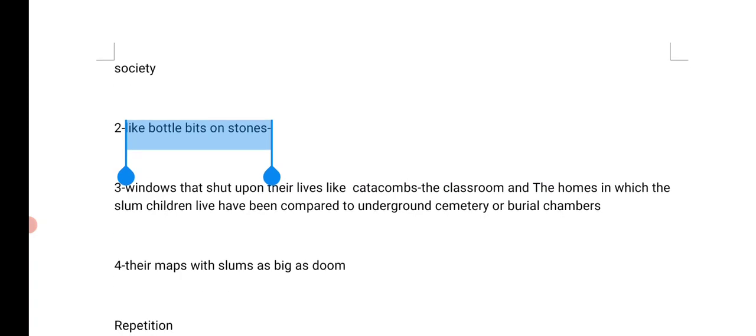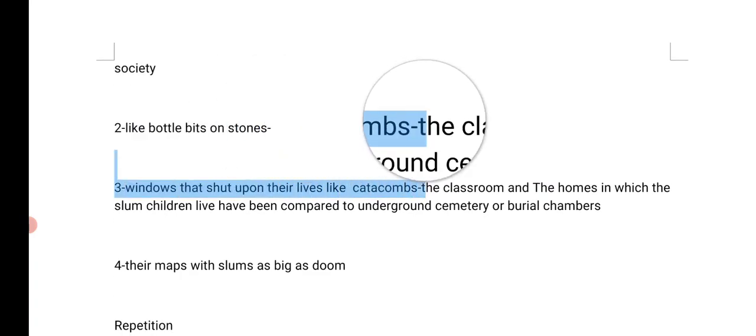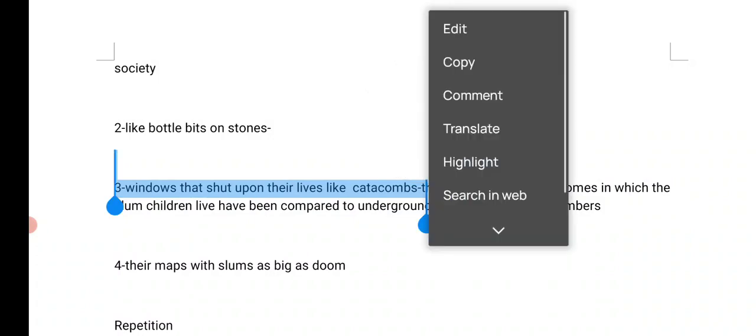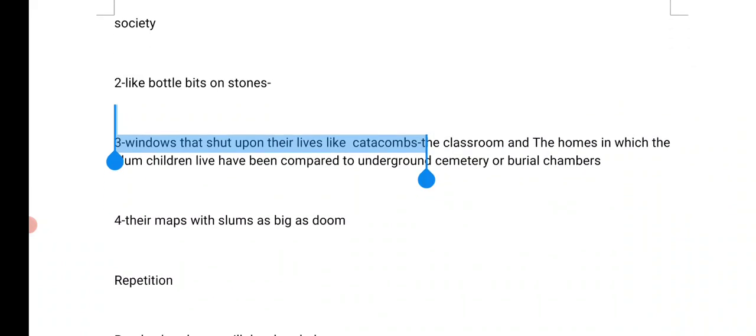And then we have windows that shut upon their lives like catacombs. Catacombs is actually an underground burial chamber, right? It was quite common long ago. So the classrooms and the place where they lived are very confined and restricted. So it is like underground passages that lead to symmetry.